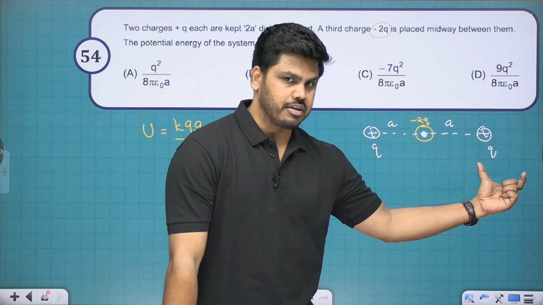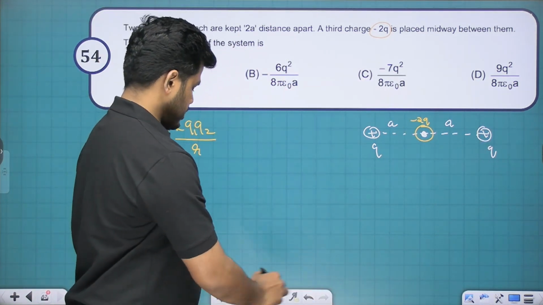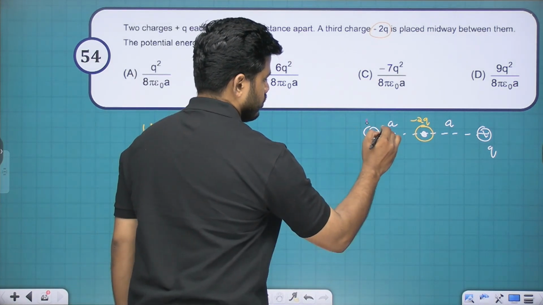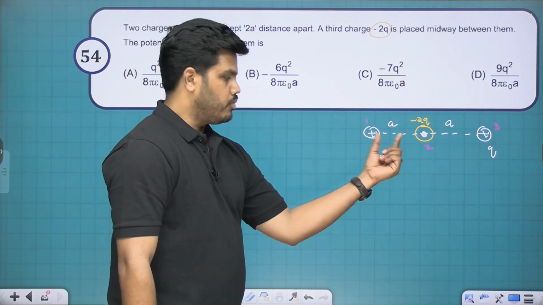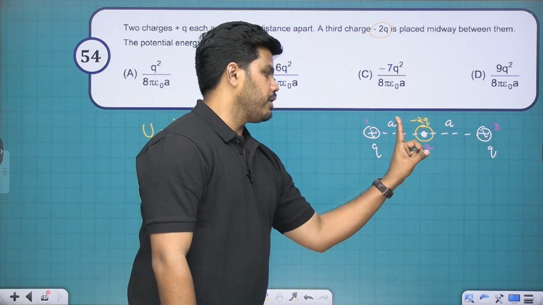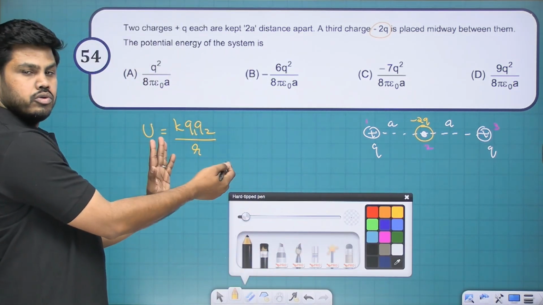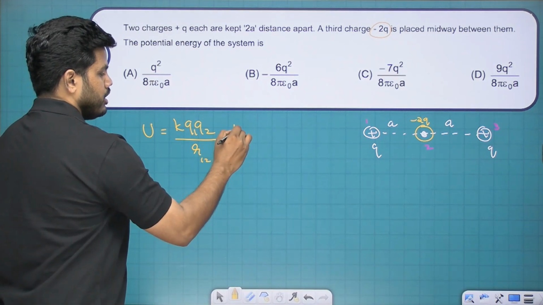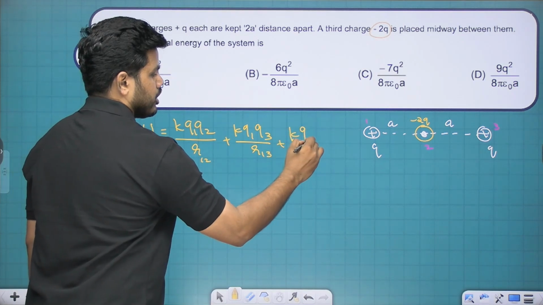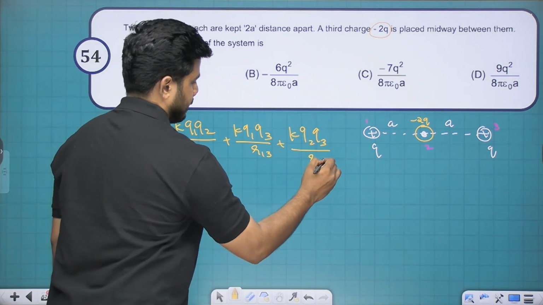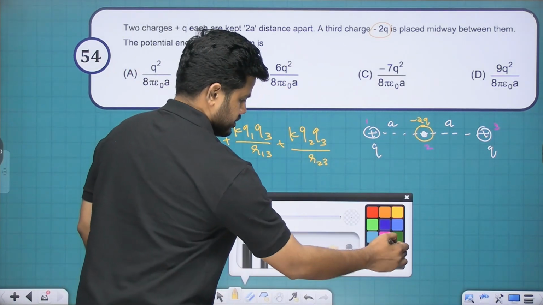We know 3 charges are given. If there are 3 charges, there will be 3 independent pairs possible, right? If you take this as charge number 1, this is 2, and this is 3, then we can go for Q1, Q2, one pair, Q1, Q3, another pair, and Q2, Q3, the third pair. So we can calculate potential energy as KQ1Q2 by R12 plus KQ1Q3 by R13 plus KQ2Q3 divided by R23. Just substitute their values and simplify. We'll get one of the matching options.